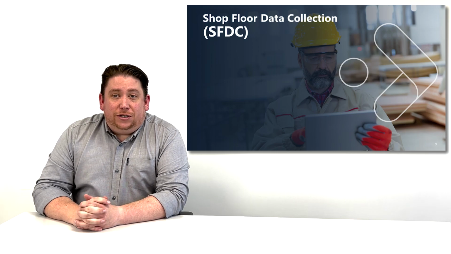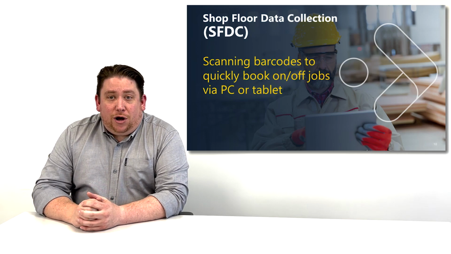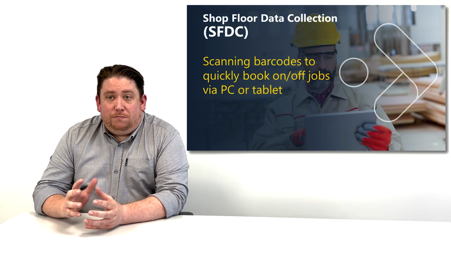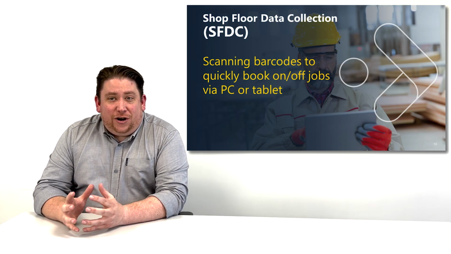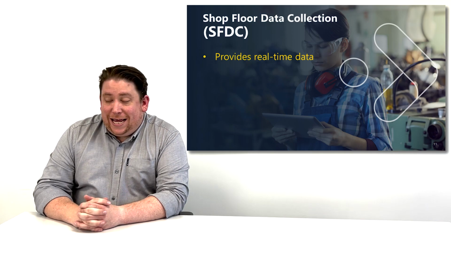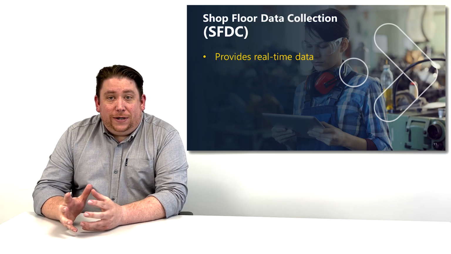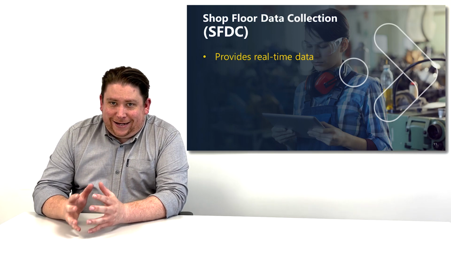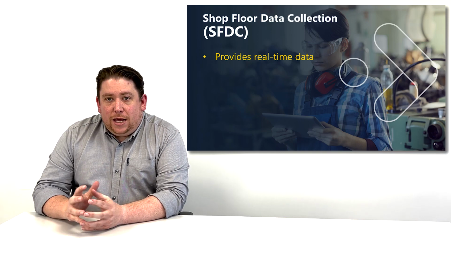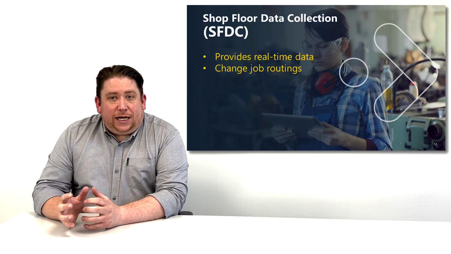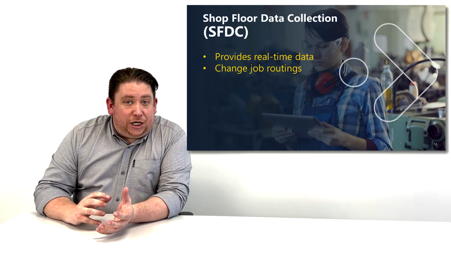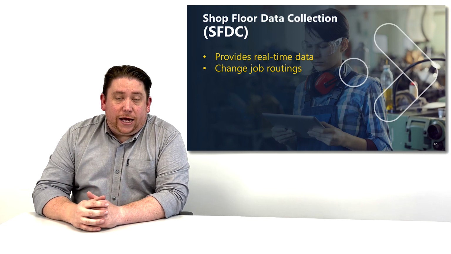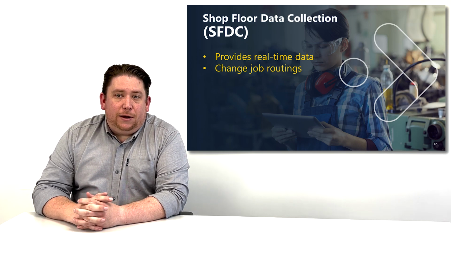This allows you to simply and quickly scan barcodes to book on and off jobs from either a terminal or a tablet. The great thing about this is it's accurate, it's happening real time, and that can give you an overview of who is doing exactly what and where and getting that information live. It also gives you the ability to change the working route on the fly if a particular job needs a different machine this time or any rework.